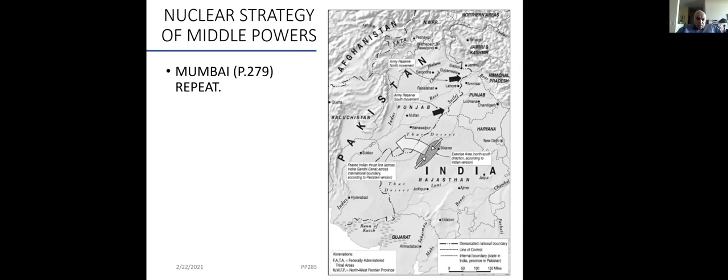There's the Mumbai case, nuclear strategy of middle powers. What's of concern here is that when the Pakistani insurgents killed the Indian civilians, it was initially of concern in the United States that India would respond with conventional attacks against the headquarters of the Pakistani insurgents in Pakistan. So India would cross the border into Pakistan and use conventional forces to strike at the insurgents who had killed their civilians. However, they did not do that. India did not respond.